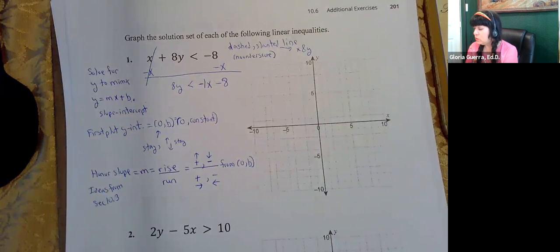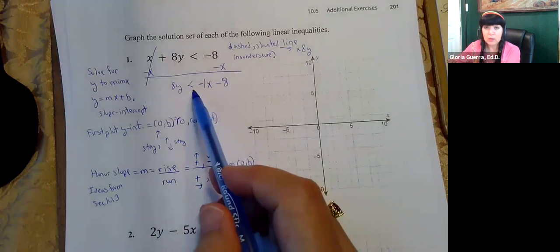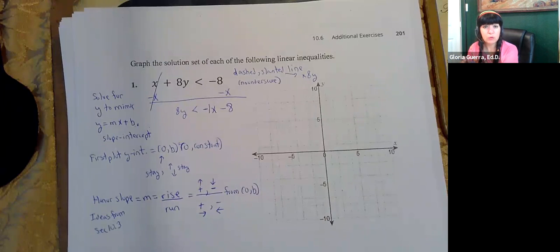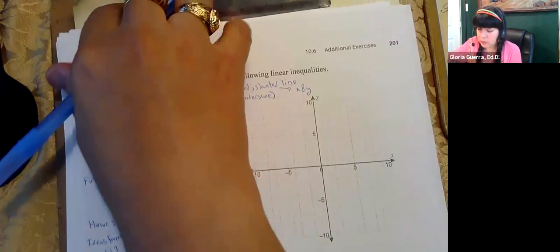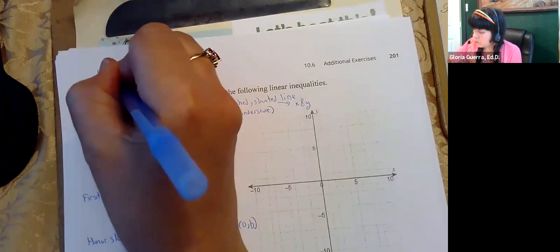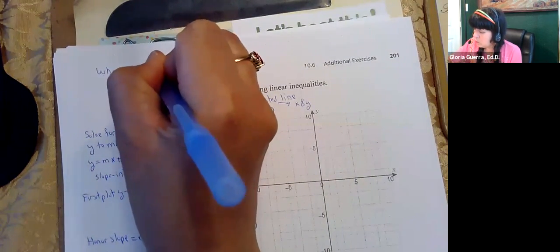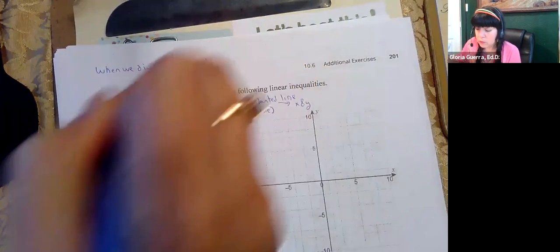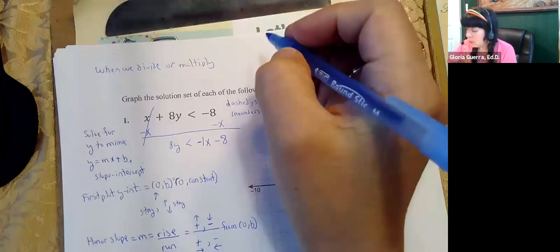And then to finish solving for y, you're going to divide by 8. I just want to remind you that if you had had a negative 8, you would have divided by negative 8, and the inequality would have changed. The direction of the inequality changes whenever you divide or multiply by a negative number. So I'm going to make that comment up here. I'm going to say that when we divide or multiply an inequality.